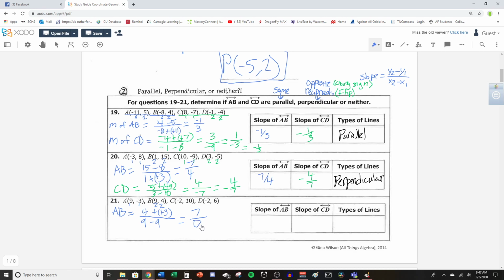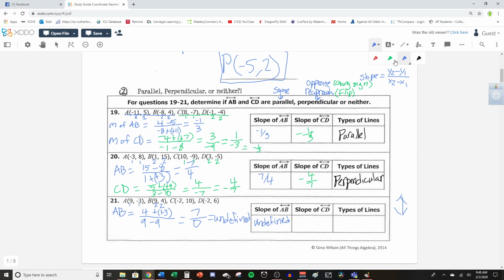Whenever you have a 0 on the bottom, that is undefined. That means this is a vertical straight line. If I were to draw it, it goes up and down. So we don't actually get a slope here. We're going to say no slope. Actually, let me change that to undefined. We'll write that in here when it goes straight up and down.